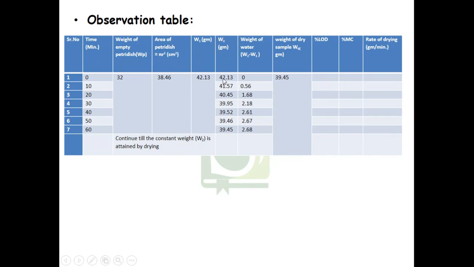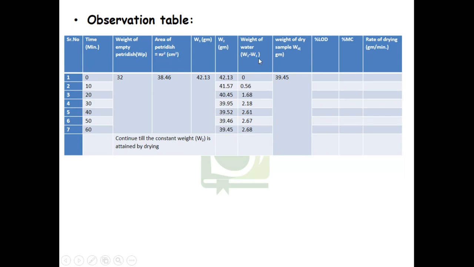Then next was the W2. Okay, so W2 was weight with every 10 minutes. So after 10 minutes we got the weight to be 41.57, then we got it 40.45, then 39.95, then 39.52, then 39.46, and at 60 minutes we got it 39.45, then it was again 39.47 after 10 minutes. So we can say at this 50 minutes we have achieved the constant weight.